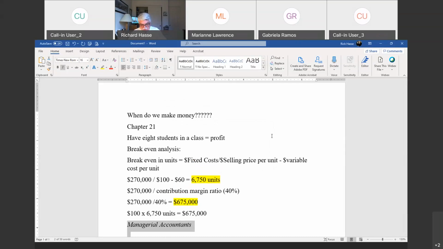Vince, if you're listening, I'm going to call on you first to tell me how you calculated the break-even point in units. On page 806, they tell us that our selling price is $200, our fixed costs are $270,000, and our variable costs are $140. What is the break-even point in units and dollars for this particular problem? Take a few moments to look at that, please. Thank you. Vince, are you there?